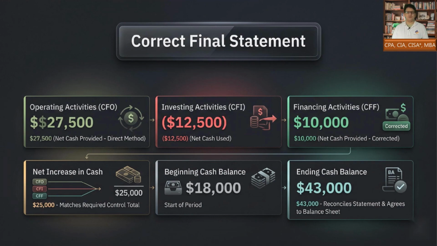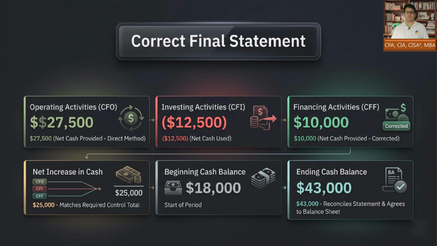Operating cash flow is $27,500. Investing cash flow is -$12,500. Financing cash flow is +$10,000. Together they equal a net cash increase of $25,000. Add that to beginning cash of $18,000 and we reach ending cash of $43,000. The statement now agrees with the balance sheet.